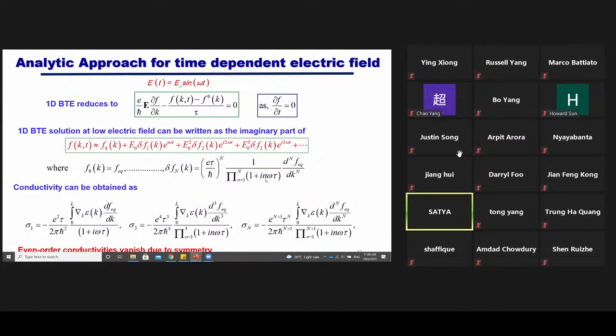Now we will go to the time dependent electric field value, and we will find some analytic solution. So in this situation, we have the 1D Boltzmann transport equation. In this equation, we can write the solution in terms of the imaginary part in this format, and then we will get the conductivity in this mathematical formulation. And you can see here the even order conductivity vanishes due to symmetry.